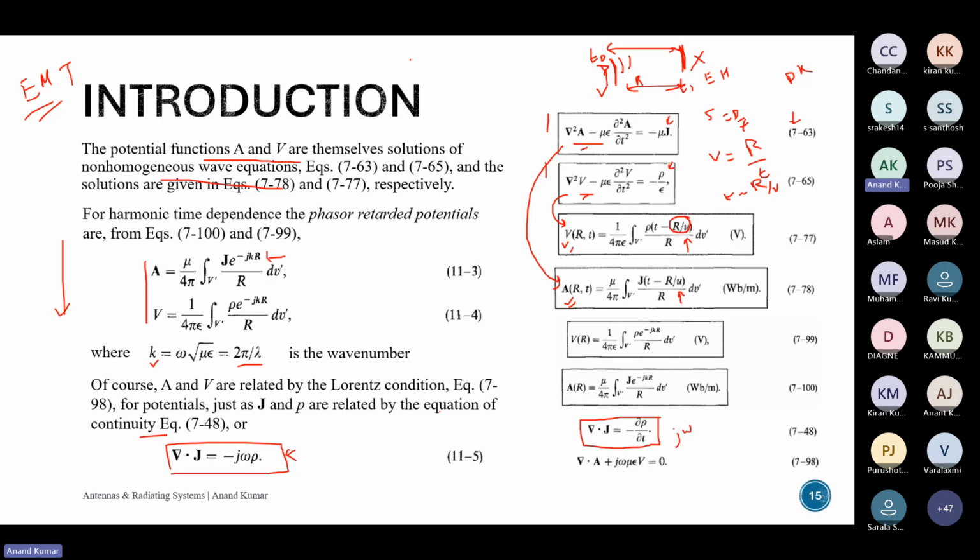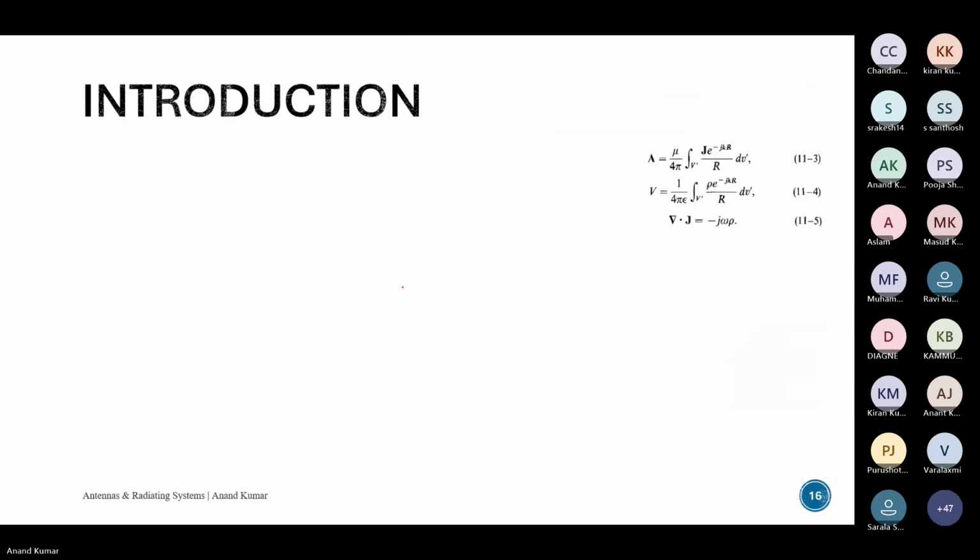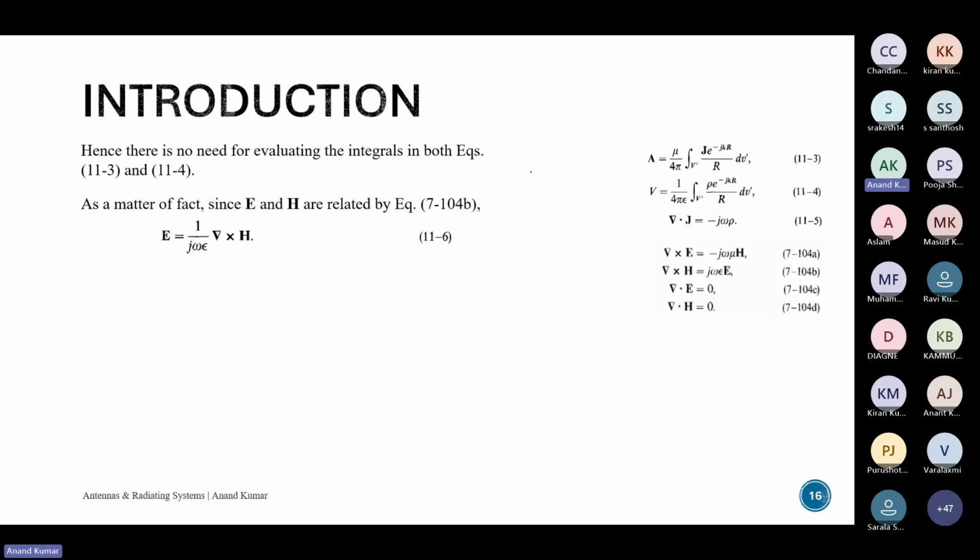The idea over here is that instead of solving for electric and magnetic field from rho and J, we introduce A and V to simplify our problem. You can see both A and V themselves are solutions to wave equations. So we somehow inherently solve for E and H, and we just have to do some dot or cross products to get our answer.